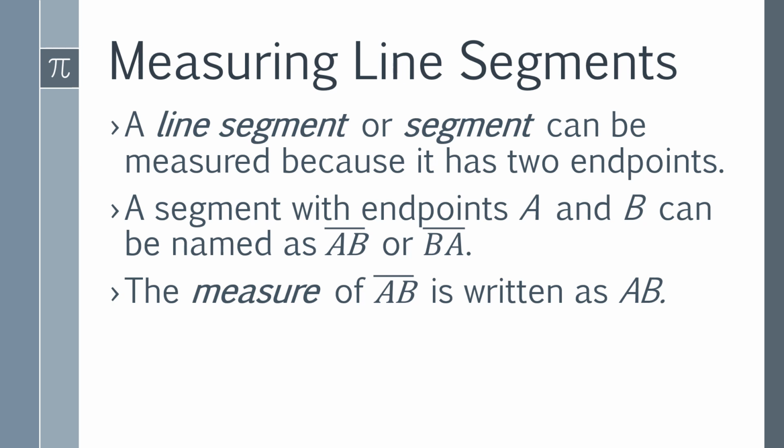A segment with endpoints A and B can be named as segment AB or segment BA. You'll notice the difference in the symbol that's over those endpoints. It doesn't have any arrowheads on it. If it was line AB, it would have arrowheads at the ends. But since it does not, this designates that this is a segment.